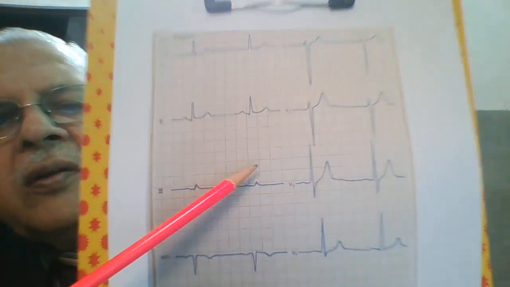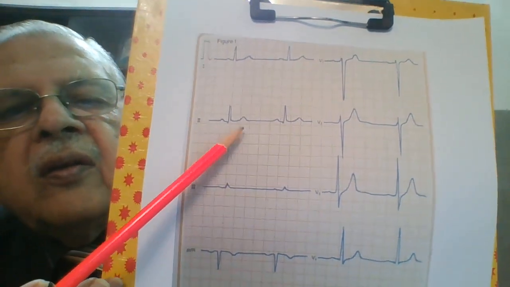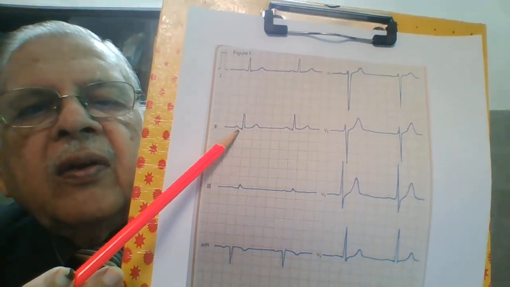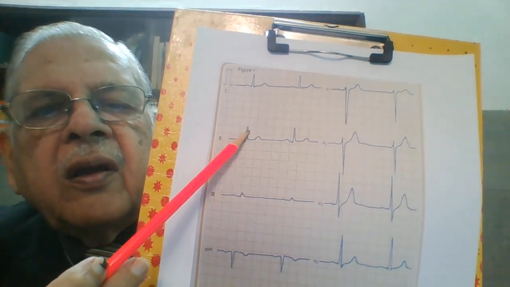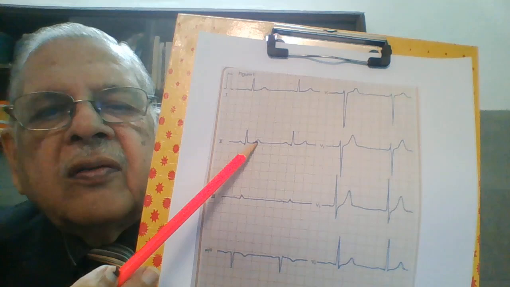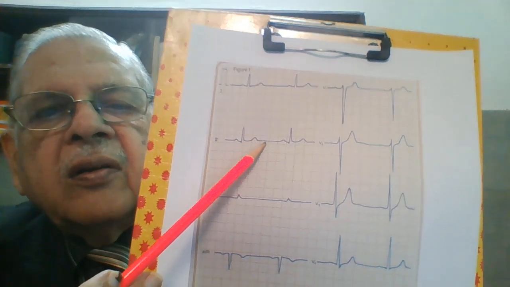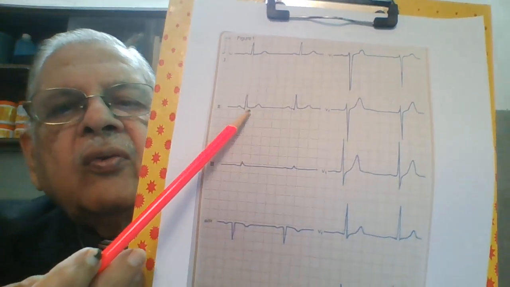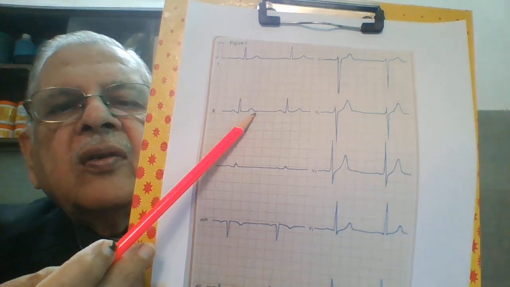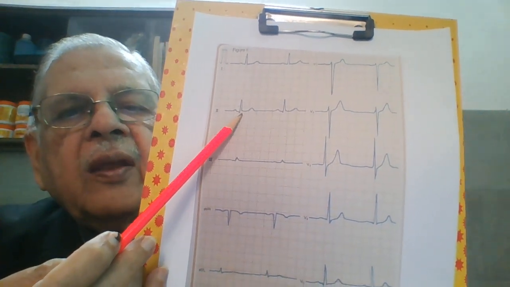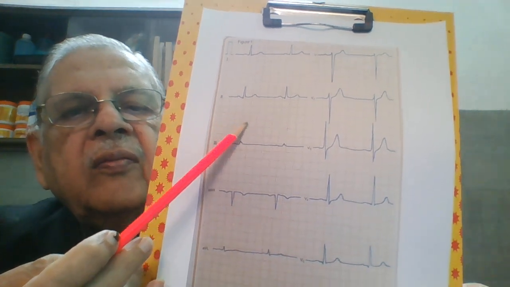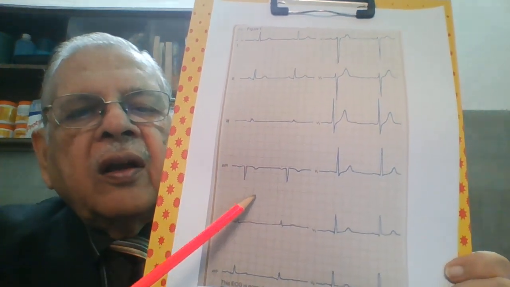The important things to note are, look at this. This is a small wave, the P wave, this is Q, R, S, and then this is a big wave called the T wave. Lead 2 is the best lead to see these complexes, and that is why I am pointing out here. But these same things are present in other leads also.